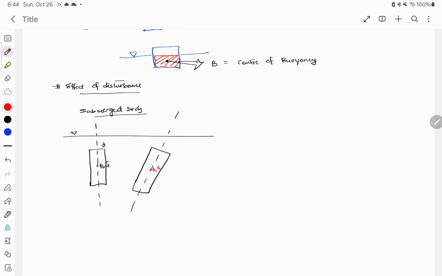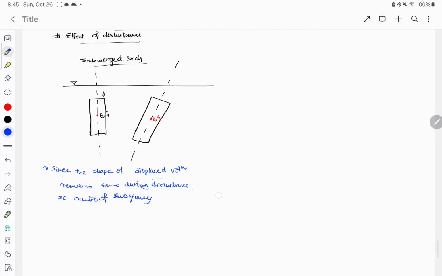So it didn't change. So we can write it here, since the shape of displaced volume remains same during disturbance, so center of buoyancy remains at the same position on the vertical axis of the body, right?